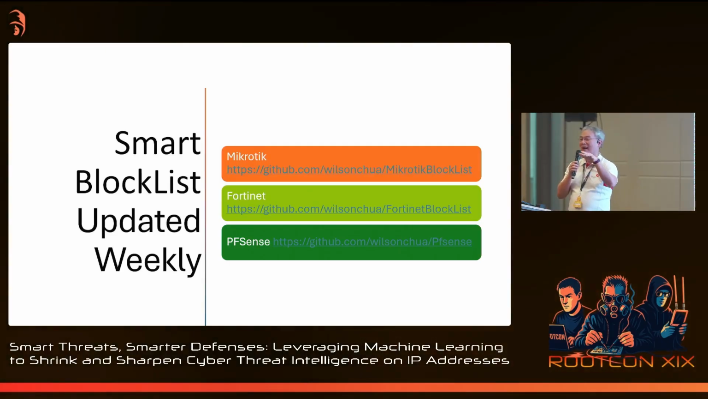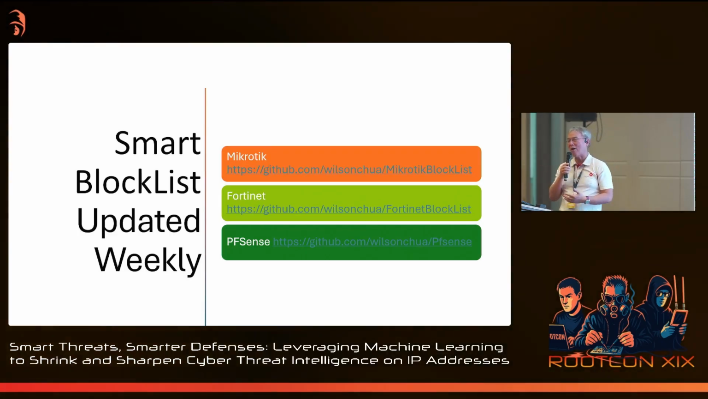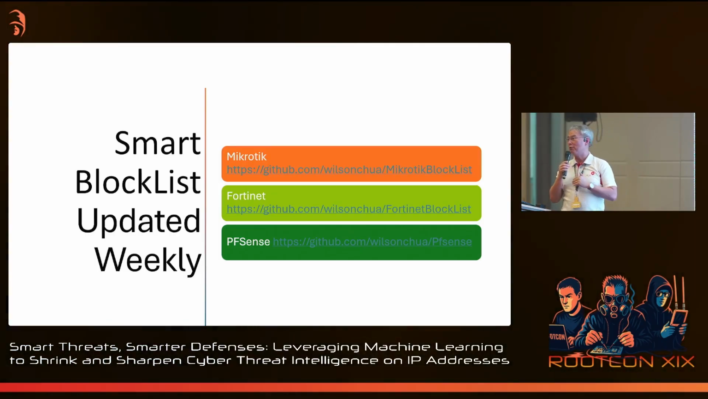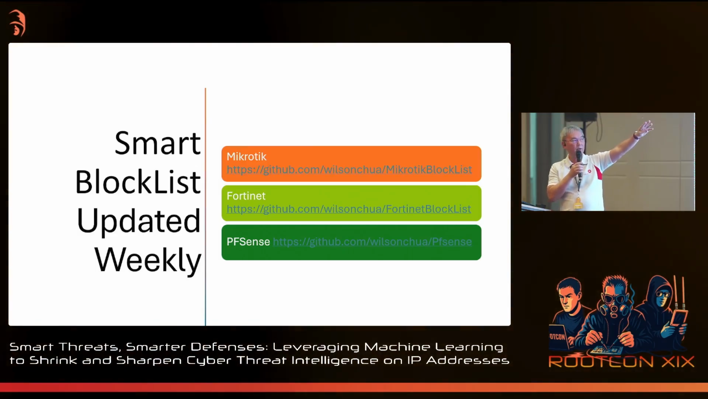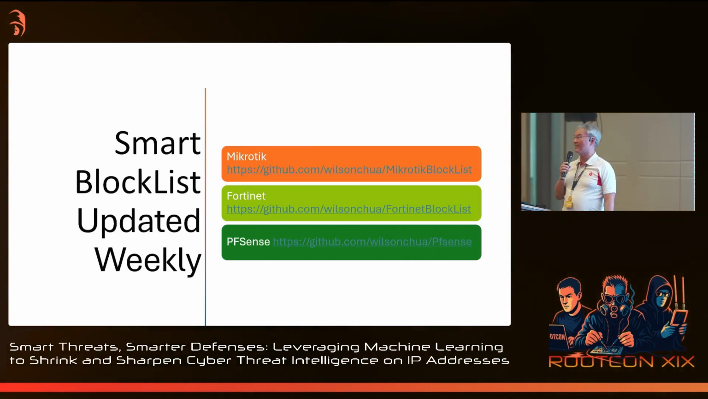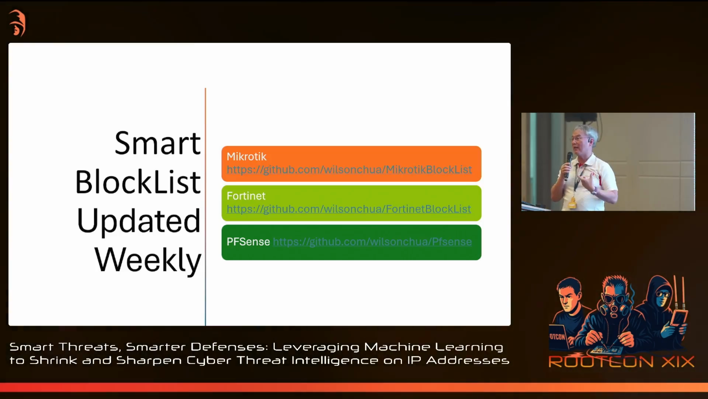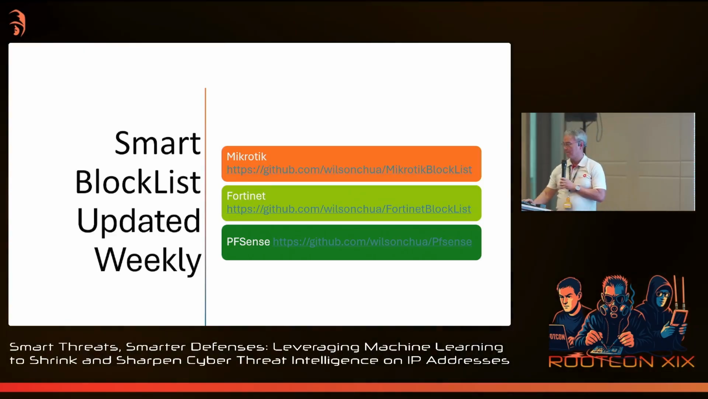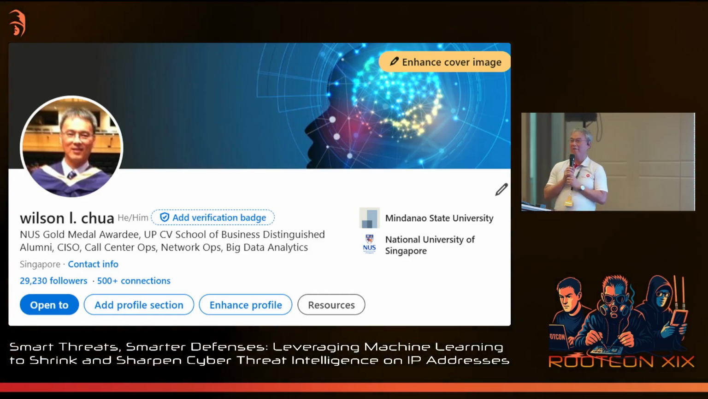You don't even have to insert the IPs; for 70,000, it's not feasible to manually do it. So we have already pre-made lists for MikroTik, Fortinet, and even pfSense. Every Sunday, that list gets updated. Every 7 days, that's it. And that's the end of my presentation.